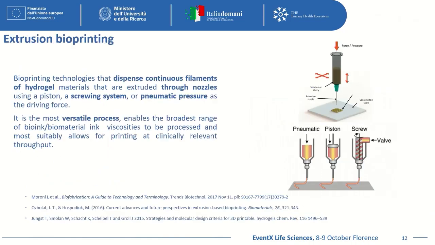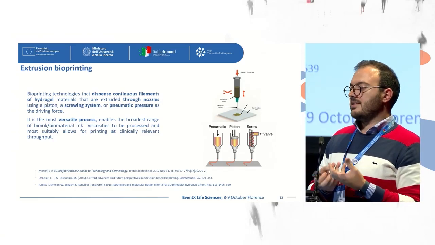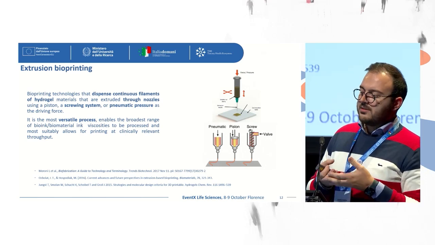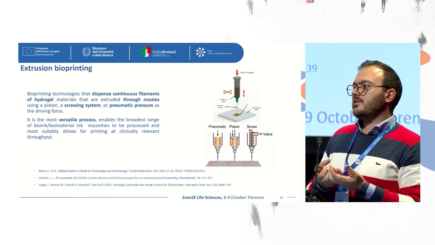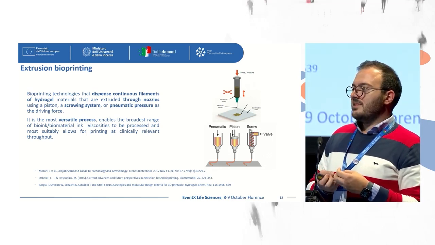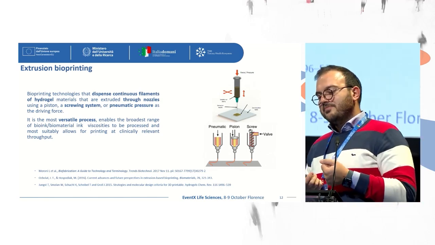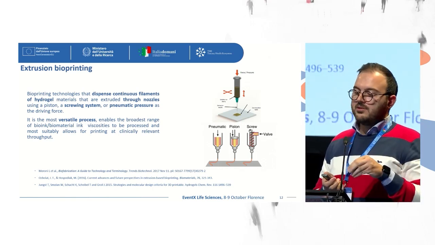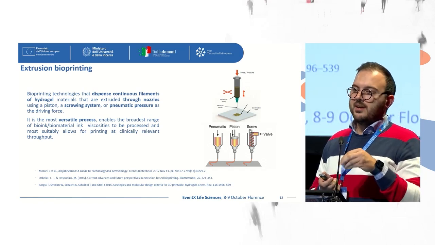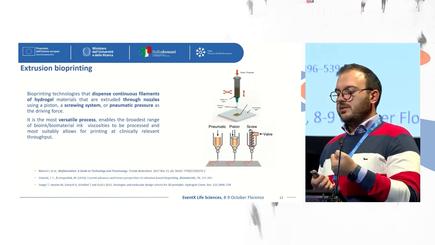Which are the most used technologies? The most diffused for sure is the extrusion bioprinting. In this case, we have a reservoir, basically a syringe that contains the material. The material is typically a hydrogel, so it's a water-based hydrogel, and has the same properties of, just to make an example, hair gel. So this material is pushed toward a nozzle, and the actuation is typically a mechanical actuation that can be driven by a pneumatic actuation, a piston, or a screw-driven actuation.